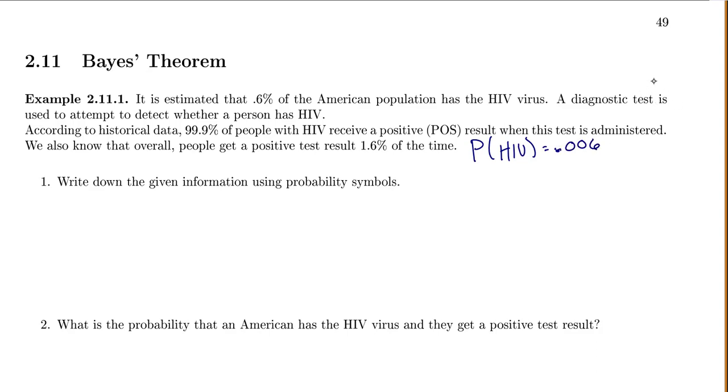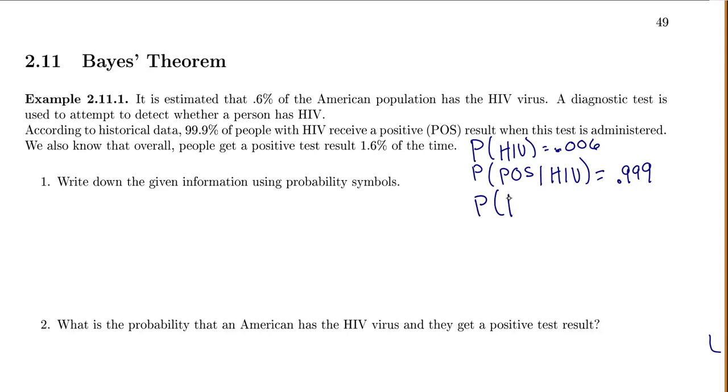A diagnostic test is used to attempt to detect whether a person has HIV. According to historical data, 99.9% of people with HIV receive a positive test result. So the probability of getting a positive if you have HIV, notice it did say of people with HIV, is 0.999. We also know that overall people get a positive test result 1.6% of the time.